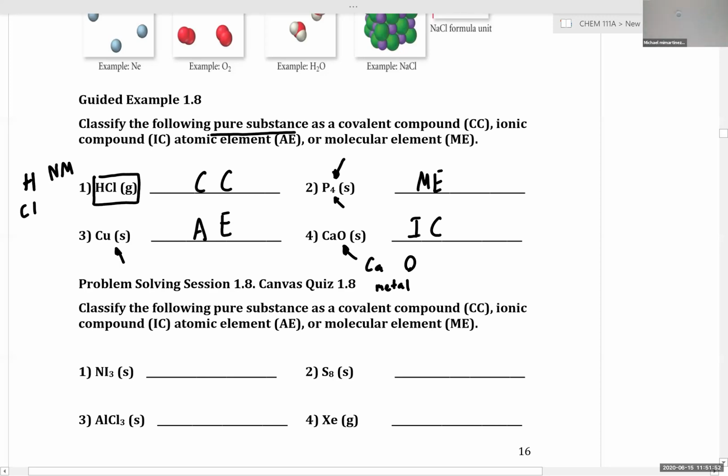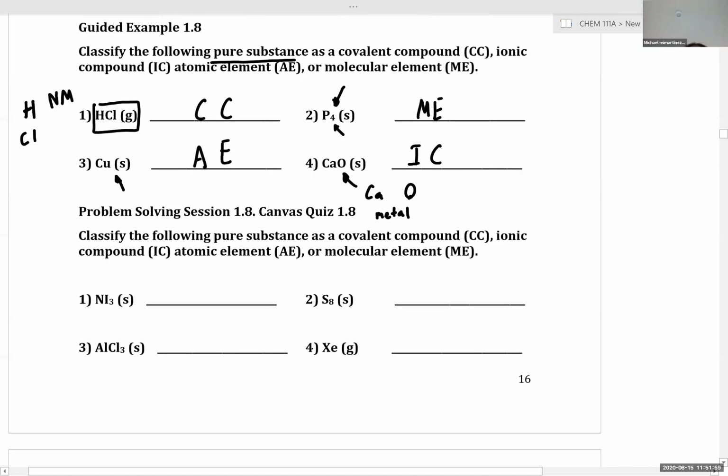Perfect. So what I want you to do now as our last exercise for this session is to tackle the following problem-solving session, which is going to be Canvas Quiz 1.8. We'll take about 3 minutes and you have 4 compounds, and I'd like you to classify them as ionic or covalent compounds or atomic or molecular elements. And I'll be checking to see how everyone's responding via Canvas and via the chat.